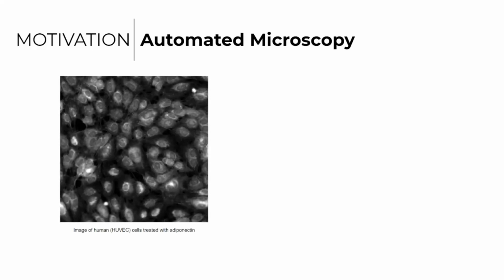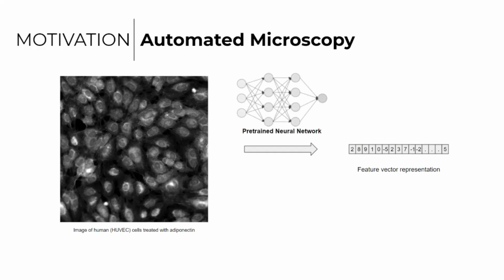Automated microscopy allows us to explore biological hypotheses at a large scale. An important component of automated microscopy is feature extraction, where each raw image can be converted into a representation useful in some task, such as classification. And this remains an active area of research. Some have explored the use of transfer learning to perform feature extraction using pre-trained neural networks.